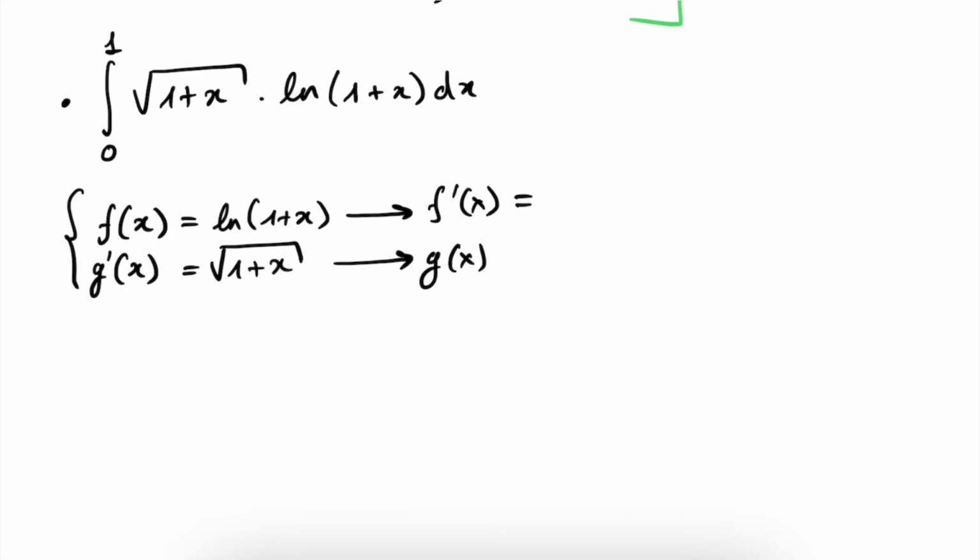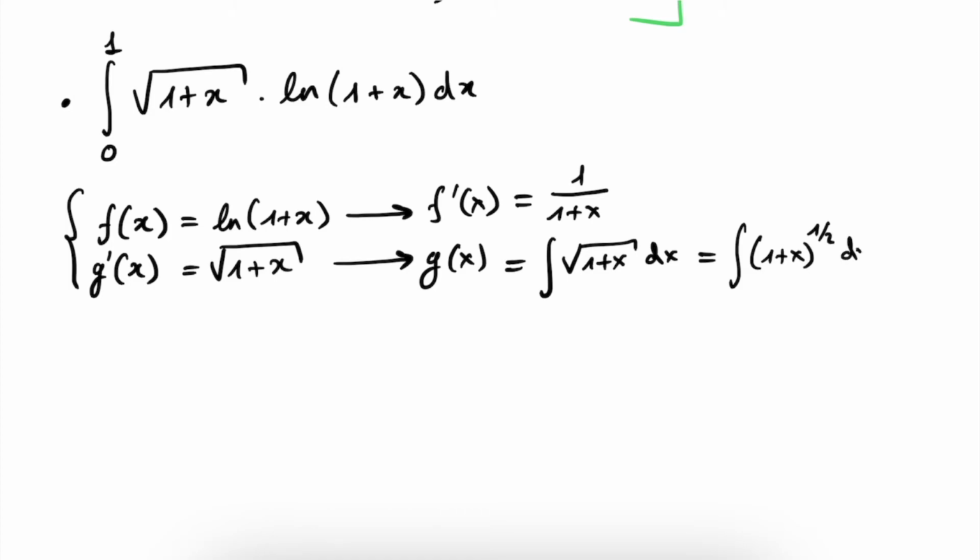F prime of x is quite straightforward, so it's simply 1 over 1 plus x, because this is the derivative of the ln of 1 plus x. G of x from g prime of x in this case is a bit more complicated. So what we need to find is the integral of the square root of 1 plus x dx. This can be written as the integral of 1 plus x to the power of 1/2 dx.